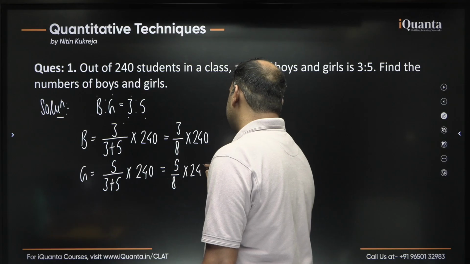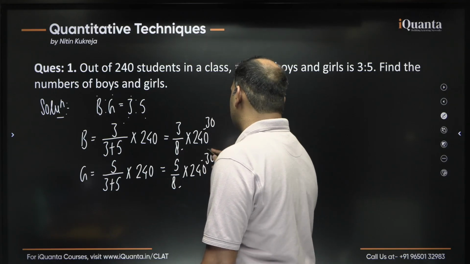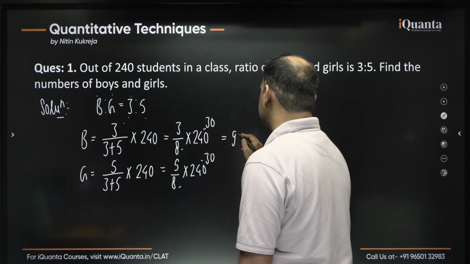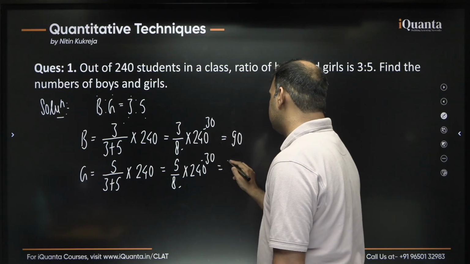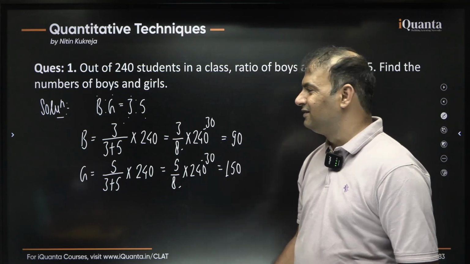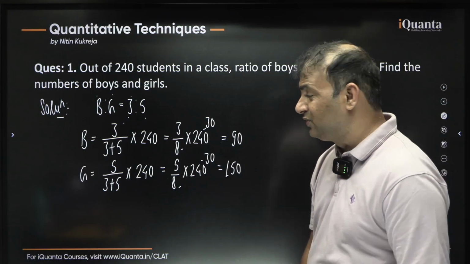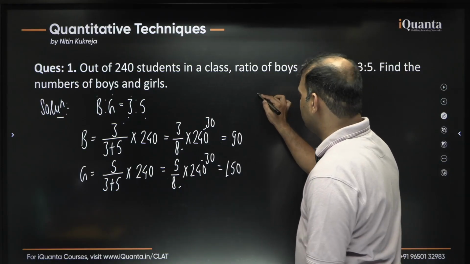Now, 240 by 8, we all know is nothing but 30, all right? Now, 30 into 3 in the first case is 90, and in the second case, the number of girls, 5 into 30 is 150. That's it. So this is how we can find the number of boys and girls in this problem. Very simple. That was the method we usually use in school. Now, I would like to tell you a few more methods, right?